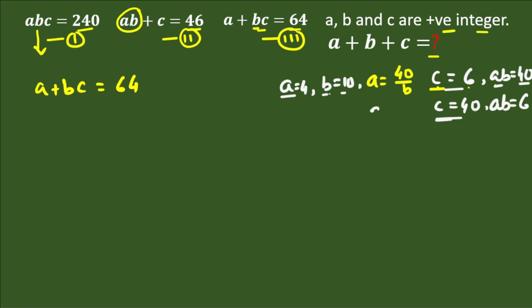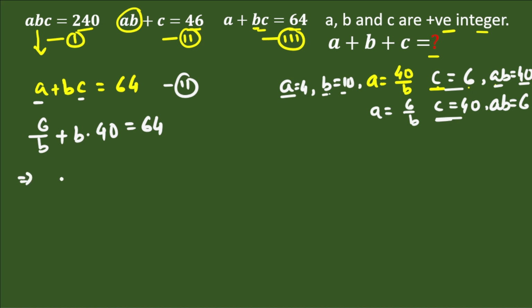Now from here we can calculate the value of a, which will be 6 divided by b. Now we'll put the values of a and c here so that we can calculate the value of b. Now here for the second case, the value of a is 6/b, so it is 6/b + b multiplied by the value of c here, which is 40, that is equal to 64. Now we'll simplify this, so we can take the LCM b and it will be (6 + 40b²)/b, and that is equal to 64.